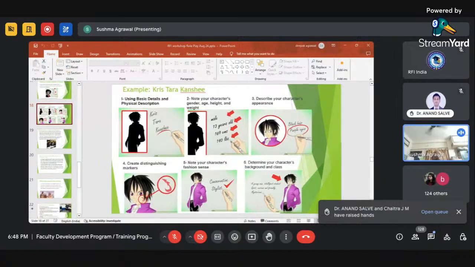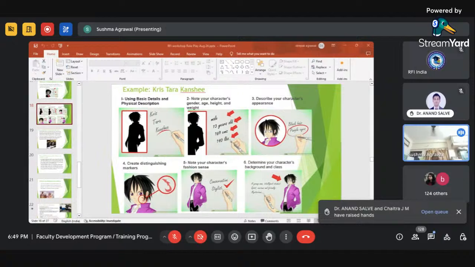Again, these all are copyright images. It has been adopted from a Japanese site, and the reference has been given at the end of my presentation. So this is Chris Tara Canesi, a character they have defined. So how to define? This is how these imaginations can be incorporated, or it can be simply written down.